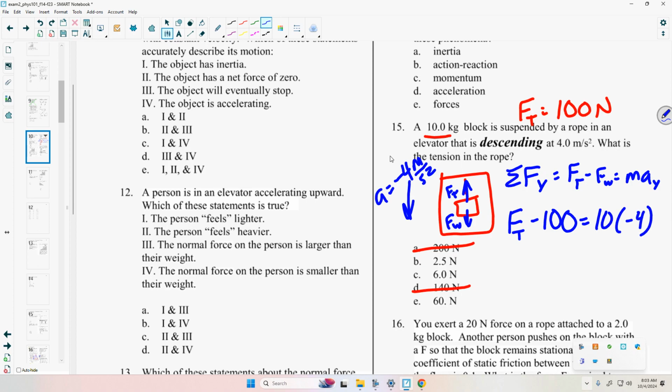times negative 4. So Ft is 100 minus 40, which is equal to 60. So E is the right answer. You'll definitely have one like that.